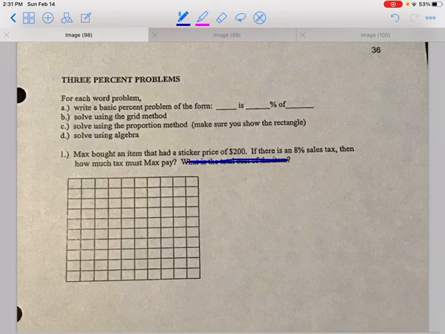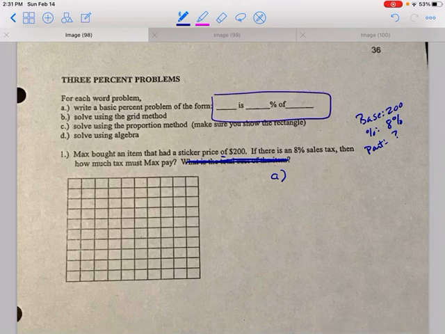All right, so for each of these, you're going to go through the 4 parts. So let's go ahead and do part A together. We want to write this into a basic percent problem. So we want to identify the base, the percent, and the amount. All right, so we know the item had a sticker price of $200. So notice the "of 200." So the base is going to be 200. All right, and then we know the percent is going to be 8%. So that means we're looking for the part. So that's what we don't know.